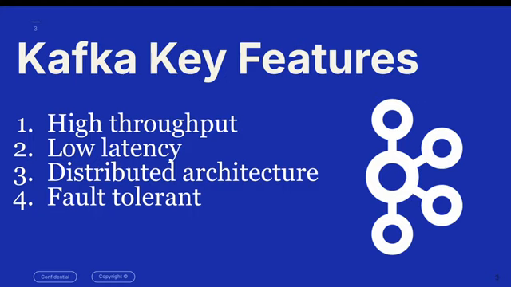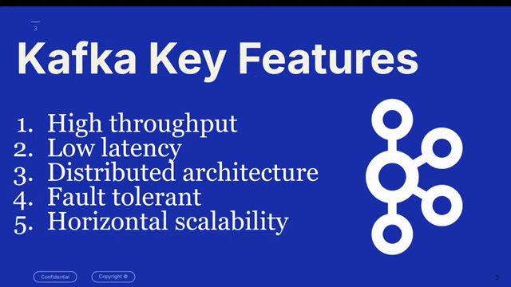Okay, and we have horizontal scalability. So horizontal scalability means the ability to increase system capacity by adding more brokers. Here brokers means nodes in the Kafka cluster. So rather than upgrading existing hardware, if you are upgrading existing hardware, that is called vertical scaling, but Kafka supports horizontal scaling here.